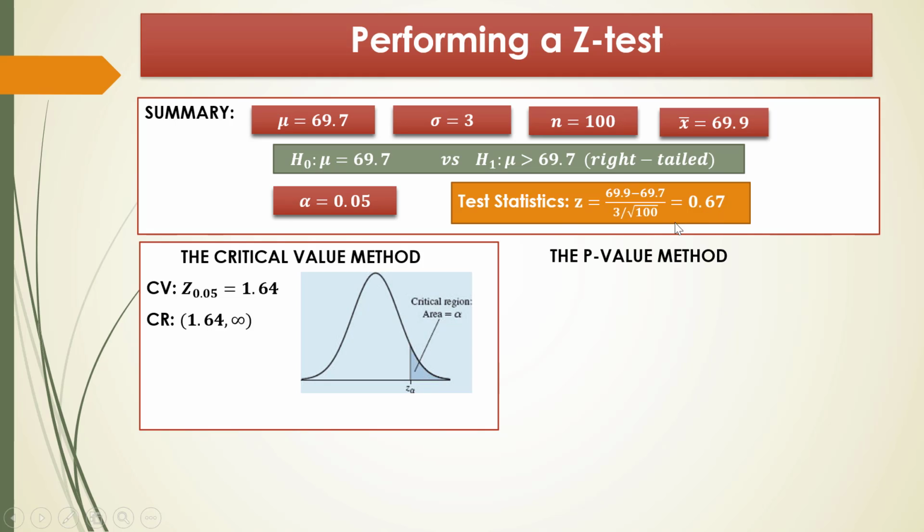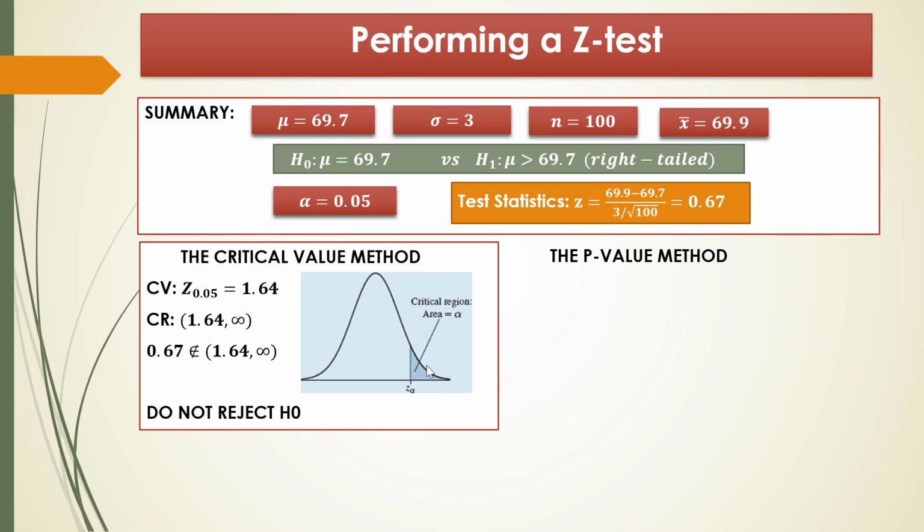And here we have the test statistic 0.67. Z alpha here is 1.64. We see that 0.67 is less than 1.64. So the test statistic does not fall into the critical region. So 0.67 does not belong to 1.64 to infinity. The test statistic is not in the shaded area here. So we do not reject the null hypothesis.